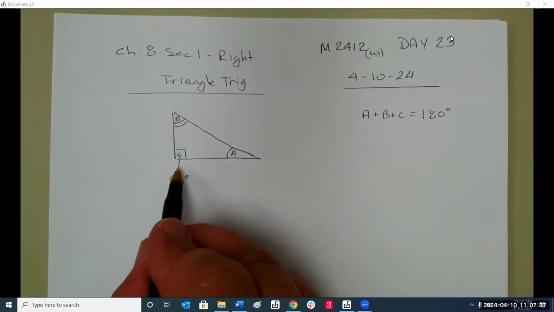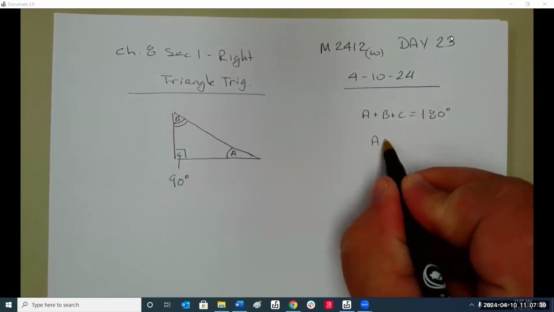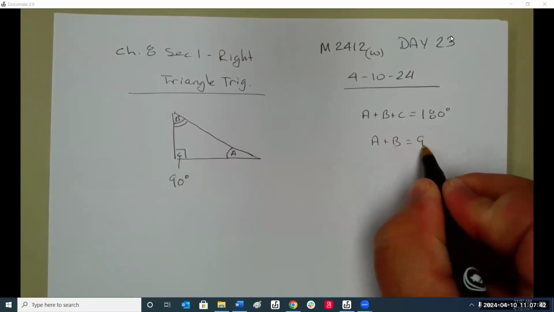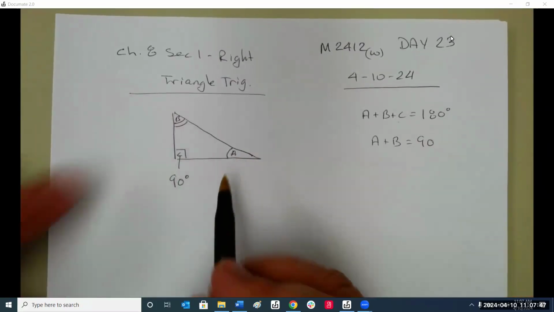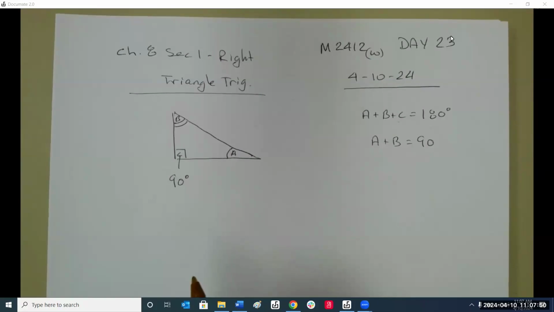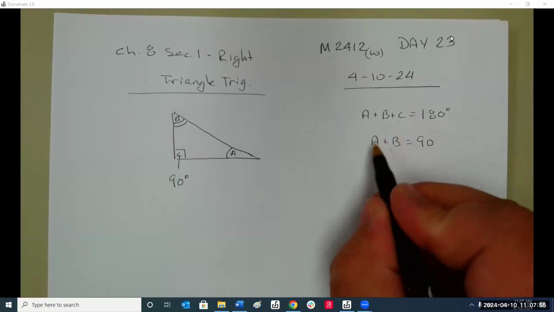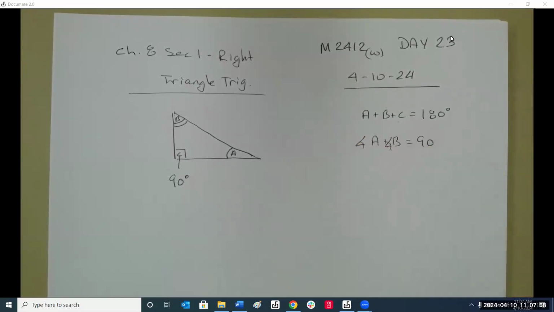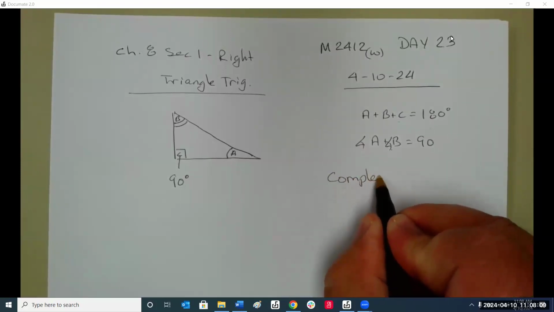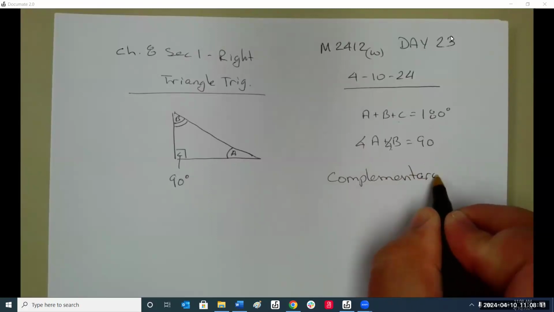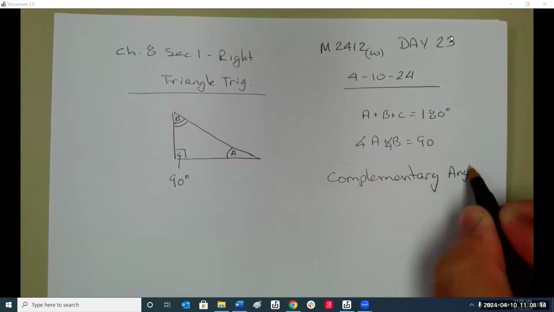Since one of them is 90 degrees, then we have A plus B equals 90 degrees. If this angle C is 90, that means these two other angles have to equal 90 degrees. That's got a name. If two angles, angle A and angle B, add together to equal 90 degrees, what's that called? They're complementary angles.